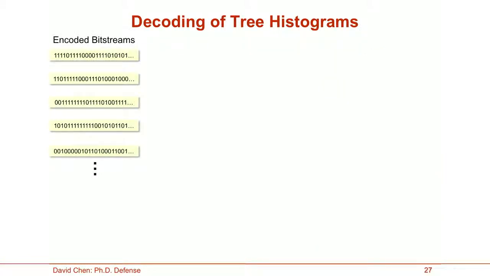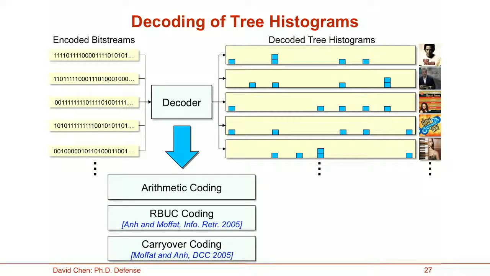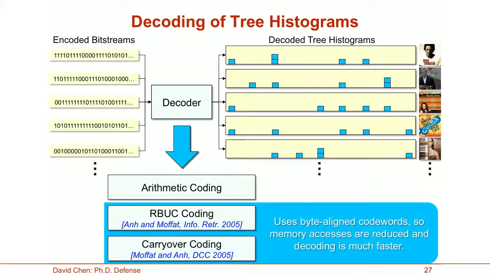Here, one important issue is that the encoded bit streams have to be decoded during a query in order to reconstruct the decoded tree histograms for score computations. We've experimented with several different encoding methods: arithmetic coding, RBUC coding, and carryover coding. And we found in general there's a trade-off between the coding efficiency and the decoding latency. In particular, the RBUC and carryover codes use byte-aligned codewords, so the number of memory accesses is greatly reduced, and the decoding is therefore much faster.